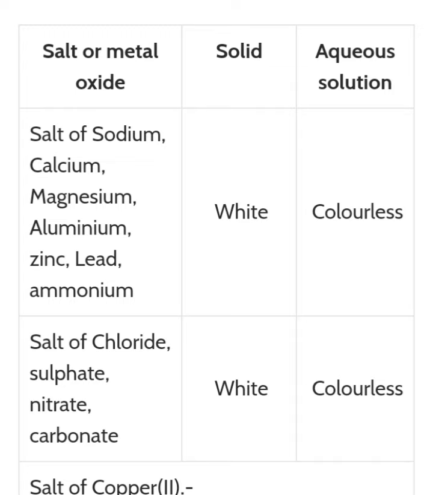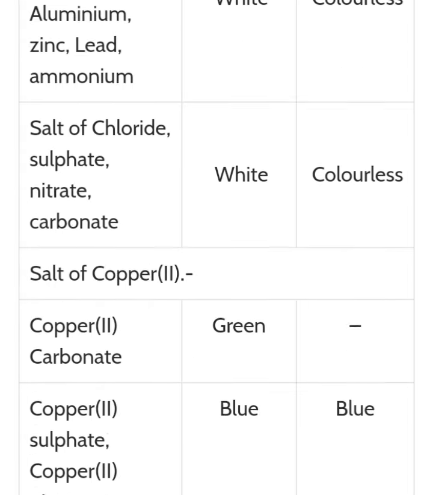Like this copper 2 carbonate. We have already looked at copper 2, iron 2, iron 3, and so on. The first one we have here is the salts of sodium, calcium, magnesium, aluminium, zinc, lead, ammonium. You can see they are colorless in aqueous solution. In solid form, they are white. Then the salts of chlorides, sulfates, nitrates, carbonates are white and colorless.